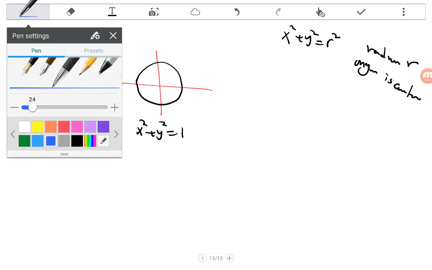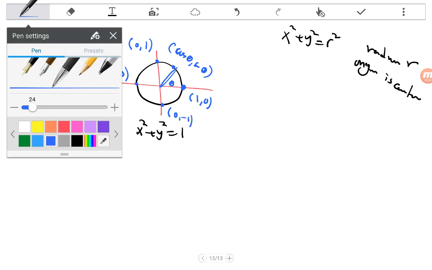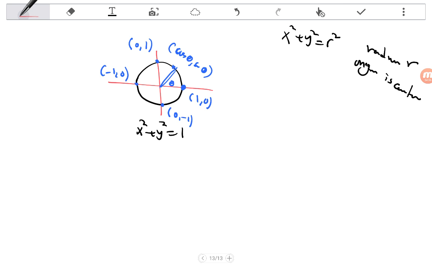Okay, now for this case, a point at angle theta will be cosine theta and sine theta. A point moving on that circle would be cosine theta and sine theta. That's why this point is called 1 and 0, this point is called 0 and 1, this point is called negative 1 and 0, and this point is called 0 and negative 1. So this is the cosine of the angle.